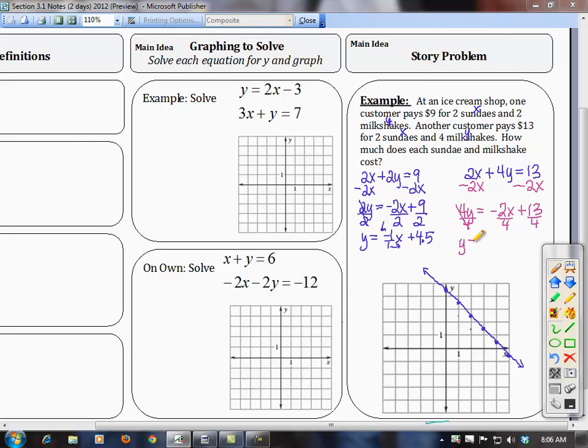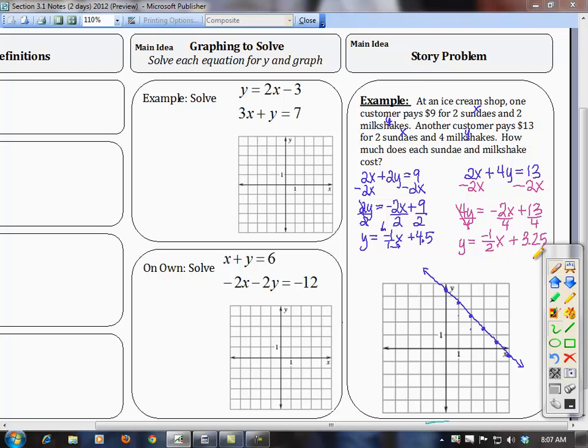So I get y equals, now I'm going to reduce my fraction. Negative 2 divided by 4 is negative 1/2 x plus, if we do 13 divided by 4, you end up getting as a decimal 3.25. And this again is the hard one because we're looking at this going, oh boy, it's not on a whole number. Okay, but let's go through this.